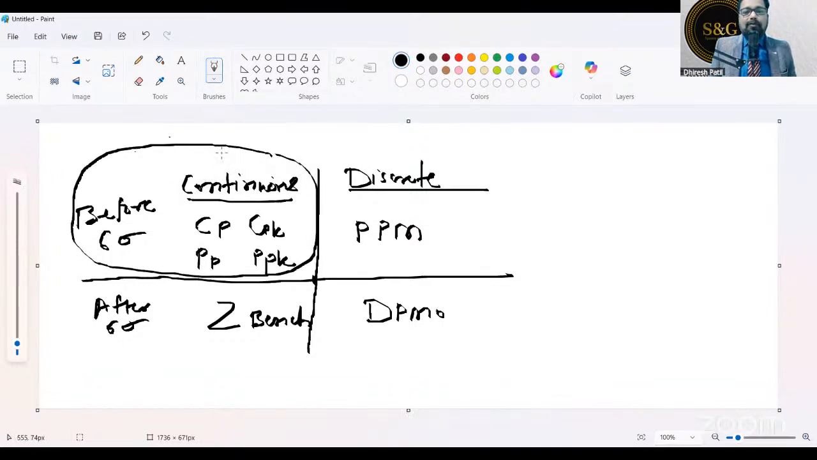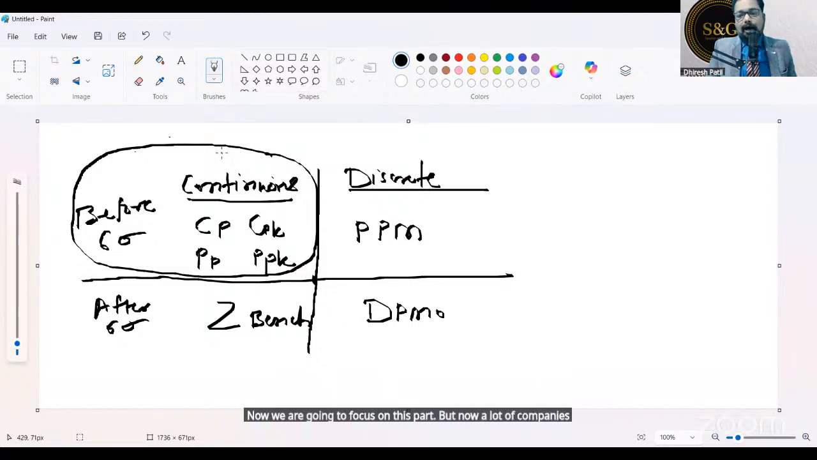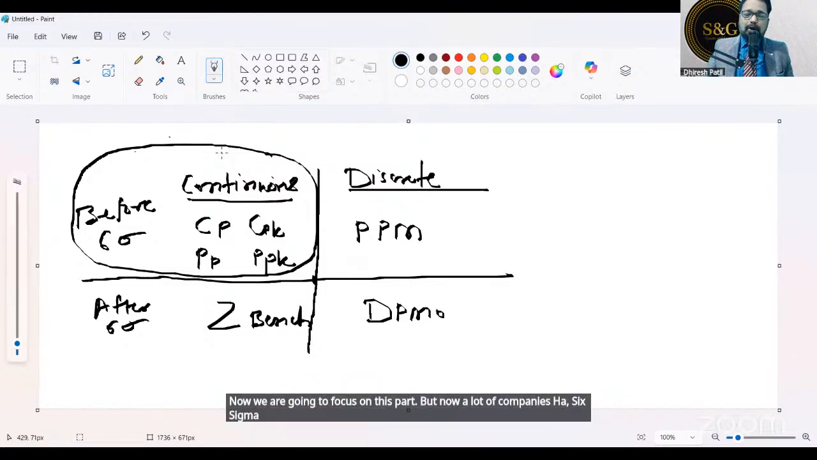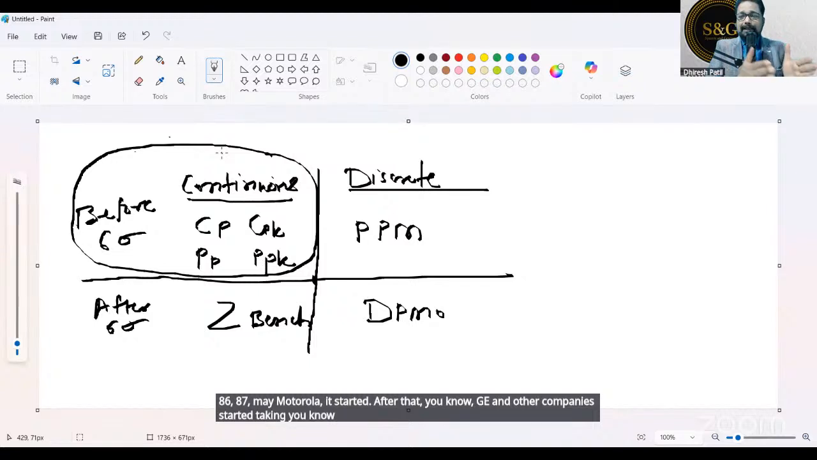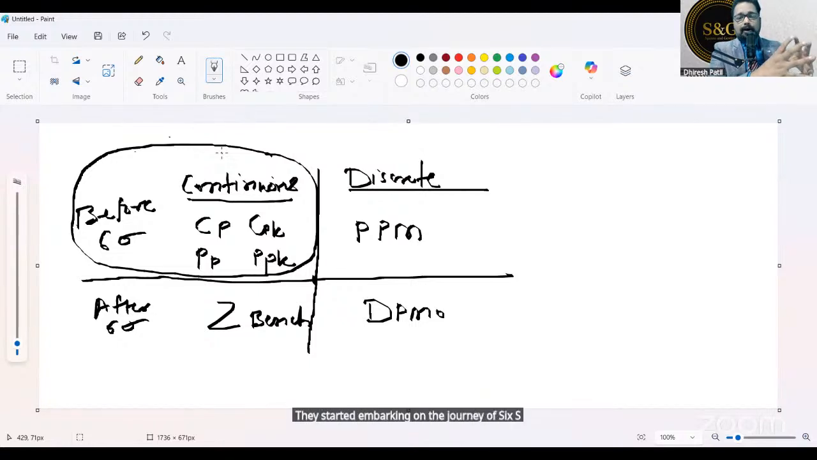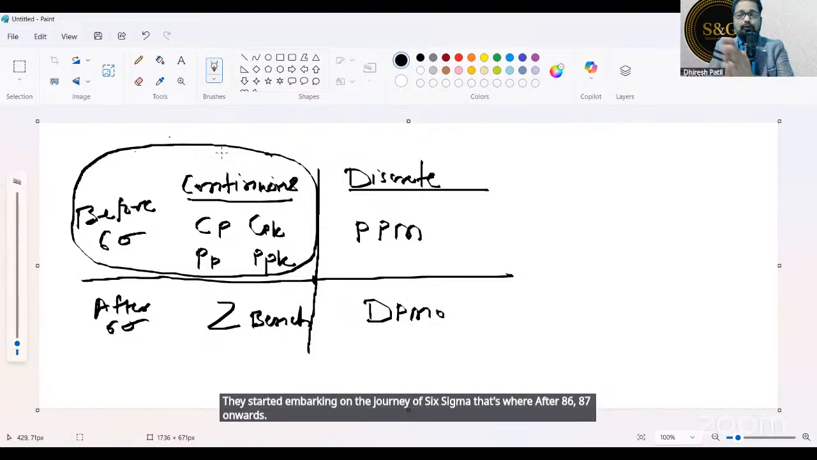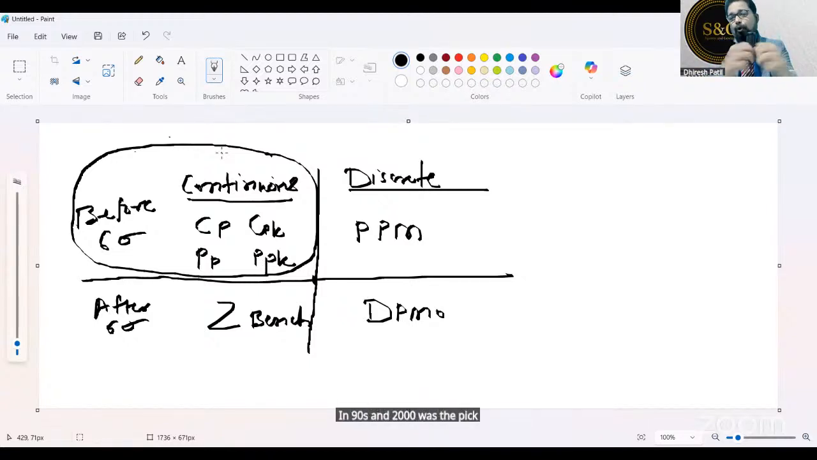But now a lot of companies... 6 sigma actually started in Motorola in 1986-87. After that, GE and other companies started taking it up, and in the 1990s and 2000s they started embarking on the journey of 6 sigma. After 86, 87 onwards, the 90s and 2000s was the peak time when most of the companies started using 6 sigma.